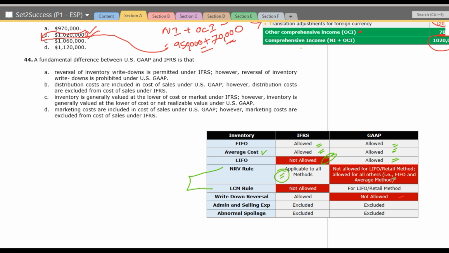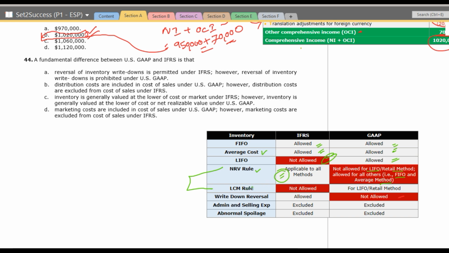So here we have little differences. The NRV rule under IFRS is applicable to all methods, but the NRV rule under GAAP is not applicable to all methods. So this is not allowed for LIFO. When you are using the LIFO method and retail method, you can't value your inventory using the NRV rule. The NRV rule is applicable to all other methods that do not use the LIFO or retail method. For example, it can be FIFO or the average cost method.